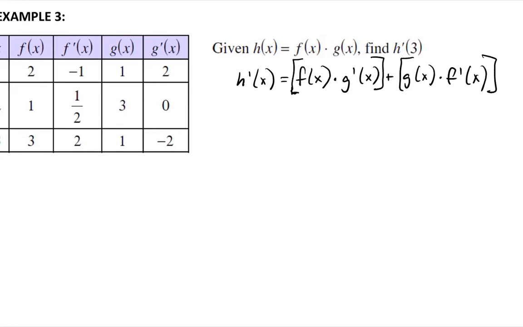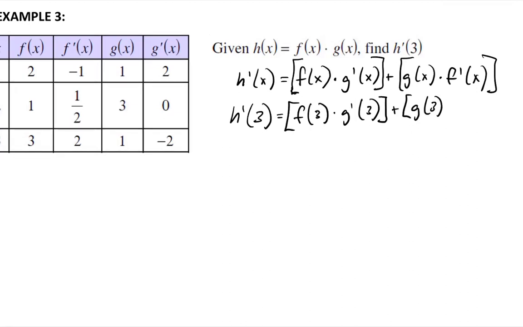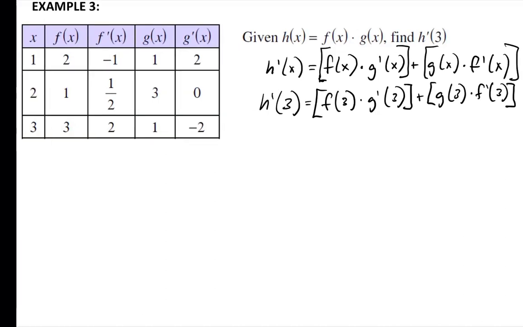Okay, so now they want me to find h prime of 3. So everywhere I see an x, I plug in a 3. So I have a bunch of f of 3s, g prime of 3s, g of 3s, f prime of 3s. To find those solutions, I go to the table. Okay. So I'm going to take note of everything that's on there and write it down.